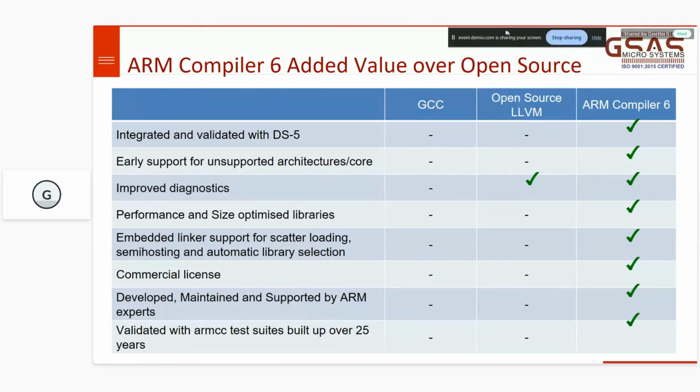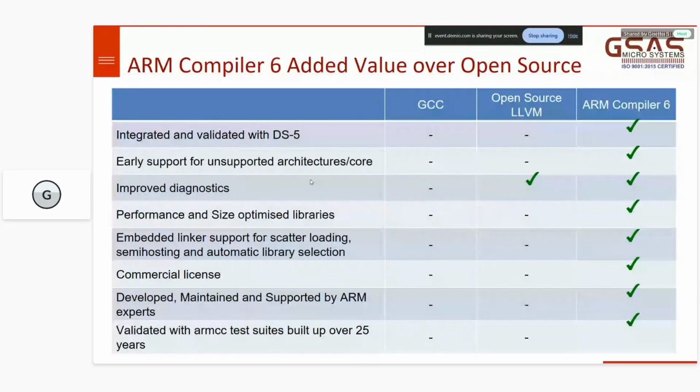Okay, now let's see what are the added values of ARM compiler 6 in comparison to open source. So here they're comparing compiler 6 with GCC and LLVM. So ARM compiler 6 is very well integrated and validated with the DS5. DS5 is Development Studio 5. Now this is succeeded by Development Studio. DS5 is obsolete from September 2019, and from then Development Studio has come into picture. But the projects developed in DS5 are still supported in DS. So DS supports compiler 5 and 6 both.